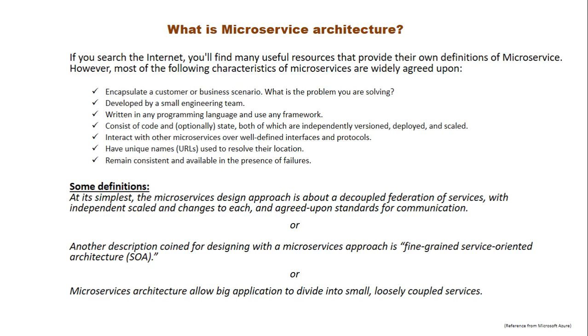Number four, consists of code and state, both of which are independently versioned, deployed and scaled. Interact with other microservices through well-defined interfaces and protocols, have a unique name or URL used to resolve their location, and remain consistent and available in the presence of failure. So these are some characteristics of the microservices architecture or microservice approach. This is the whole overview of the microservice architecture.